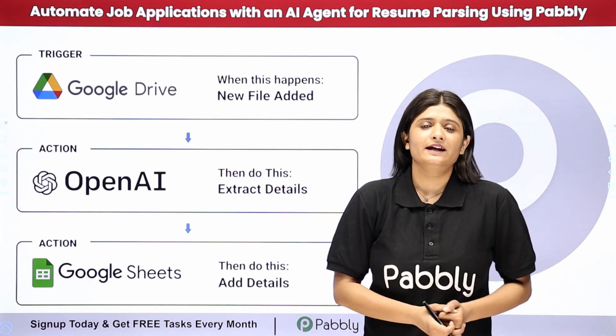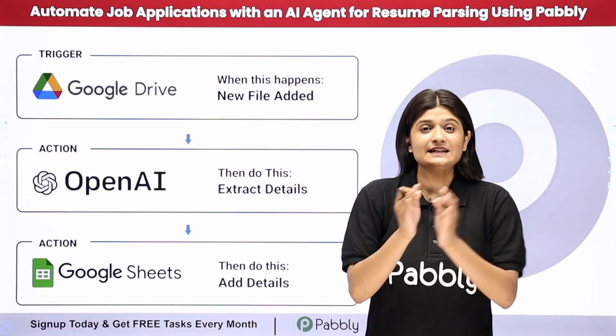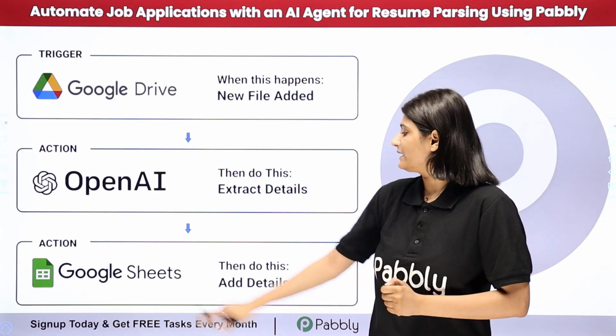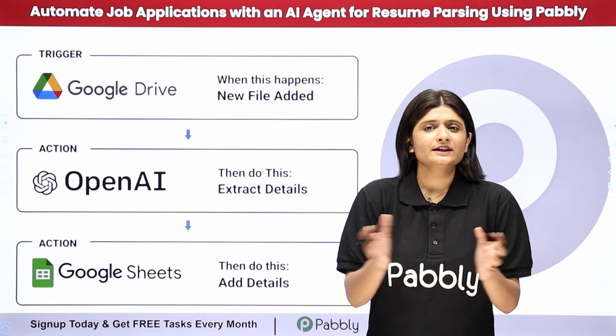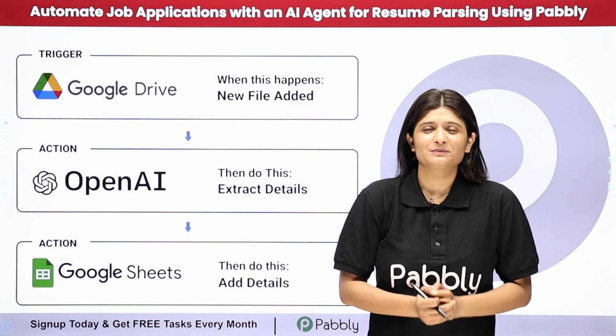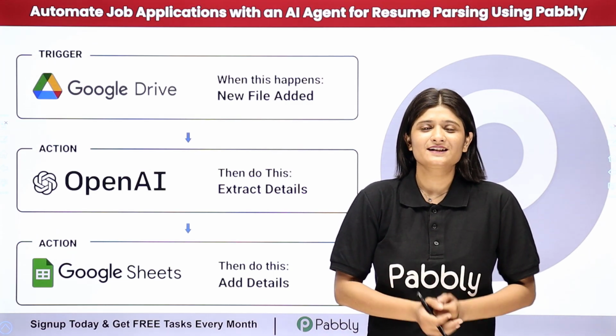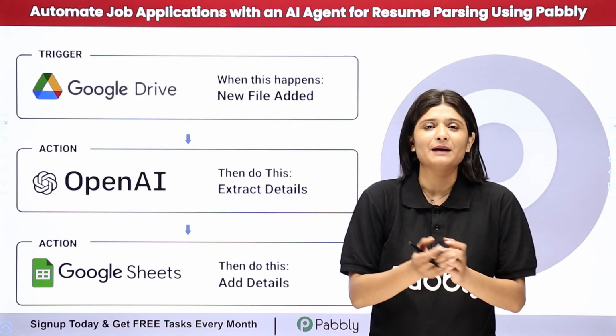Here I am going to use my AI agent as OpenAI, and then these extracted details should be automatically added to my Google Sheets. Doing this manually will consume a lot of time, so I'm going to completely automate this process, and to do this automation I'm going to use Pabbly Connect.